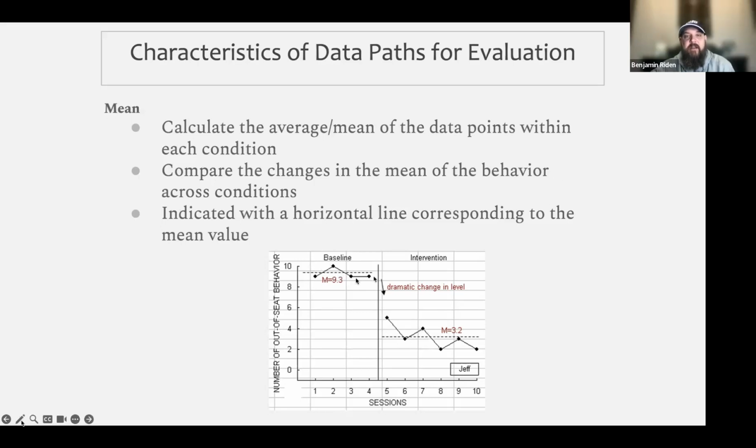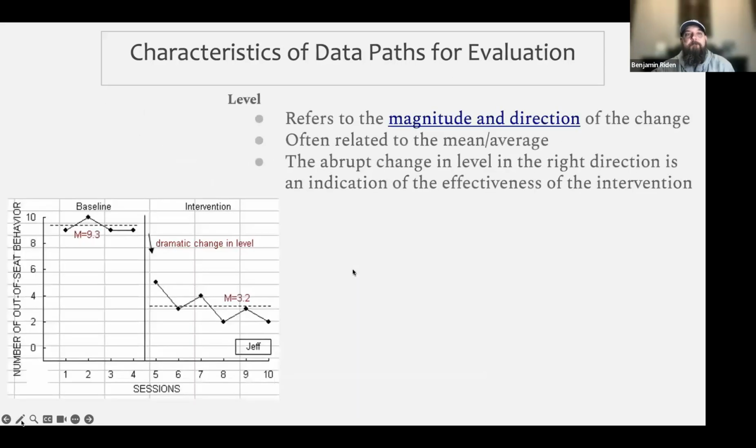So you can see here, we look at the baseline data points in this example, mean equals 9.3 right there. And then for intervention, we see our data points and we get a mean of 3.2. And we see a dramatic change in that level. So we calculate the average, draw that horizontal dashed line, and compare those changes between each phase. So we can see there's a significant change in level there.